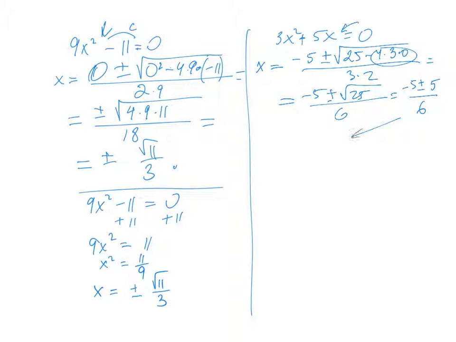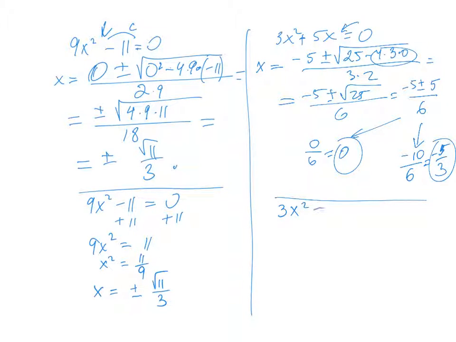And that gives us two options. Minus 5 plus 5 is 0 over 6, which is still 0. And minus 5 minus 5 is negative 10 over 6, which we can reduce, and it's negative 5 over 3. So we have two solutions. Well, it's not too bad. But let's look at another option.